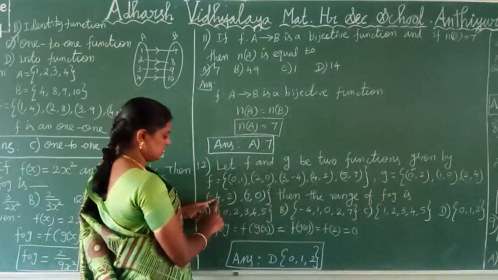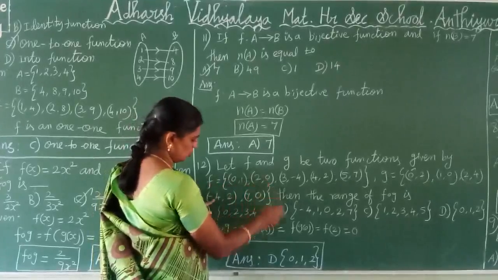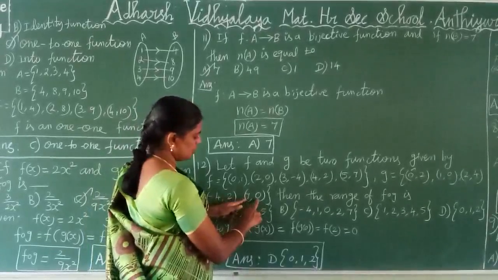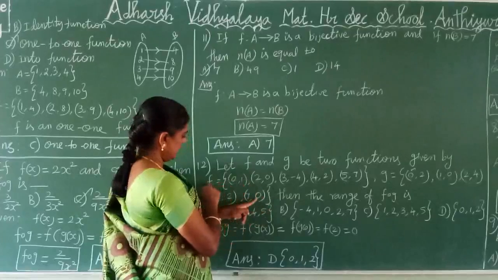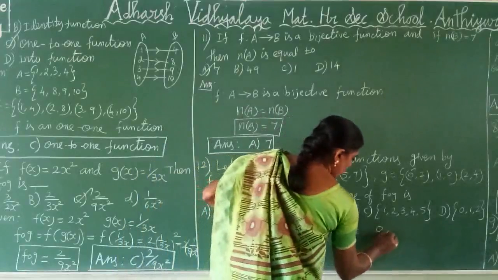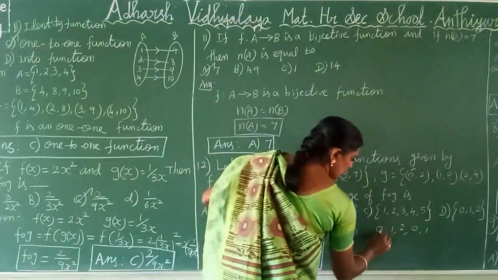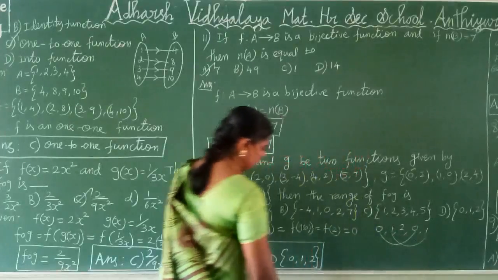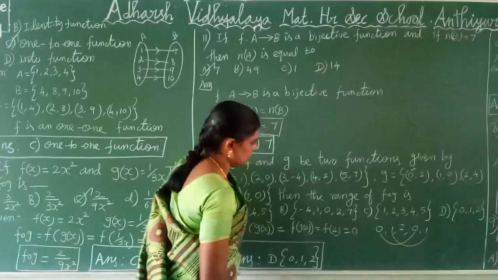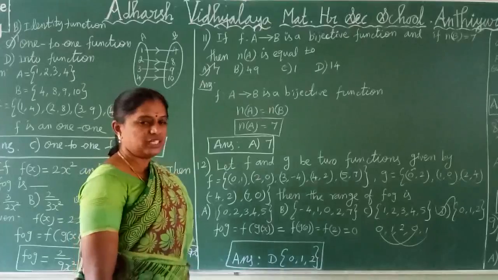Next one, -4. -4 gives 2. See in f: 2 gives 0. So 0 is already written. Next, 7. 7 gives 0. See in f: here 0, and 0 gives 1. So already written. Here 0, 1, 2, 0, 1. So in the range, each is written only one time. 0 one time and 1 also one time. So the range is 0, 1, 2. That is the D option. 0, 1, 2. Is it clear?